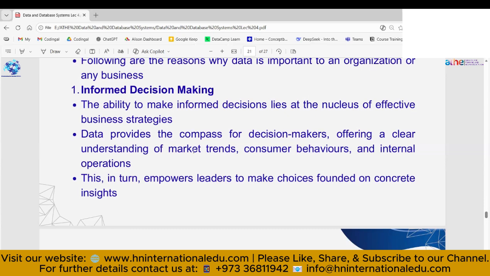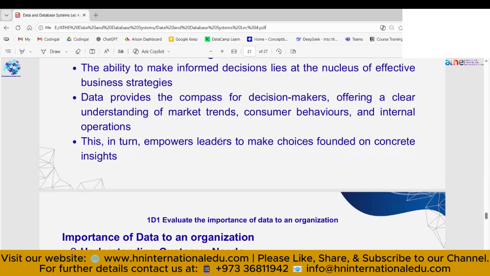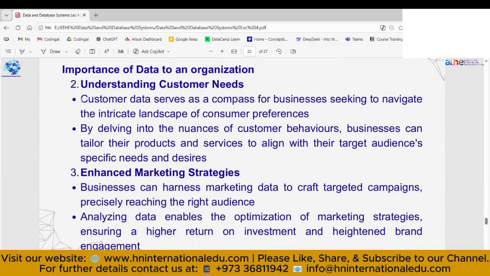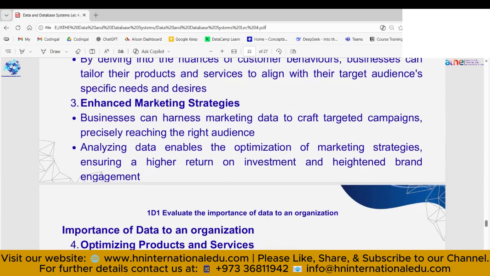Okay, offering a clear understanding of market trends, what is happening in the market, what the consumer behavior is, what your customers expect from you, and internal operations. So this in turn empowers leaders to make choices founded on concrete insights. Next in importance is understanding customers' needs. Obviously, through customer data, you can understand what they are looking for, what they want from you. Okay, especially if you are doing an online business, it can prove to be very helpful. And any business or organization can tailor their products and services to align with their target audience's specific needs and desires.